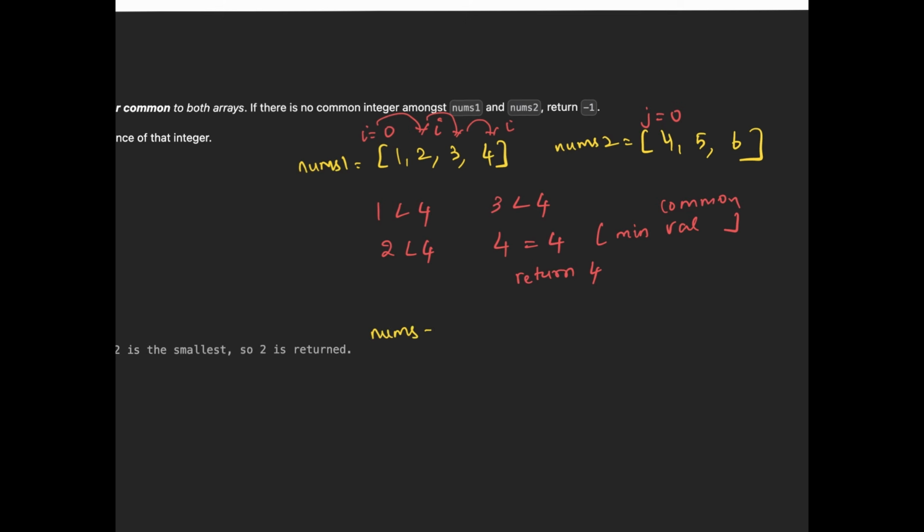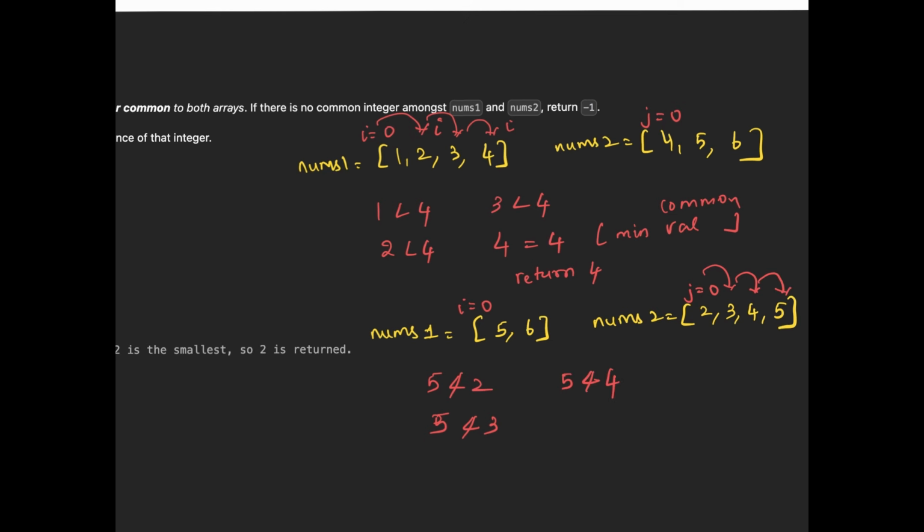In this example, the element at nums2 of j is smaller than the element at nums1 of i. Here we increment the j pointer instead of i. If nums2 of j is smaller than nums1 of i, we continue to increment j pointer and return the value once we find a match.